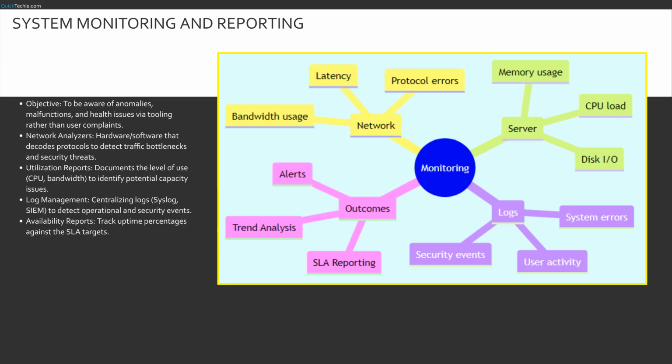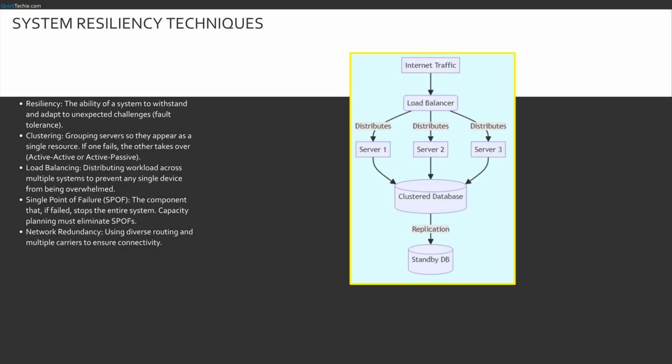On the network branch, we watch bandwidth and latency. On the server branch, we watch CPU and disk I/O. In the log branch, we capture errors and security events. All of these feed into the outcomes, generating alerts for immediate action, trend analysis for planning, and SLA reporting for governance.